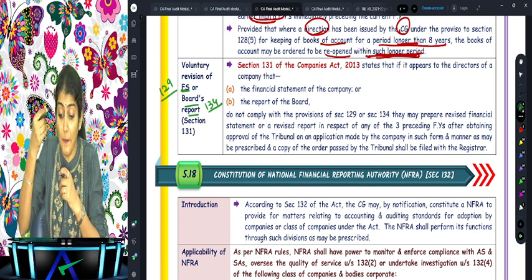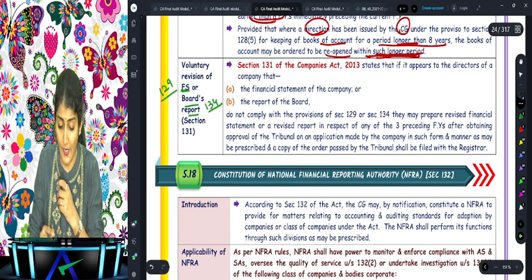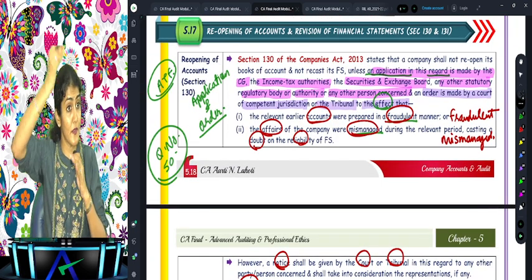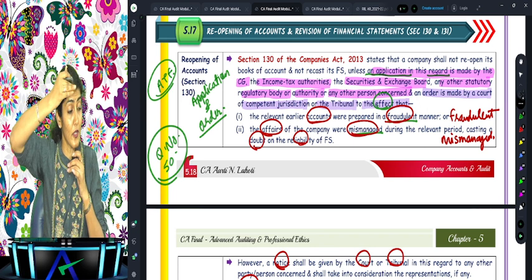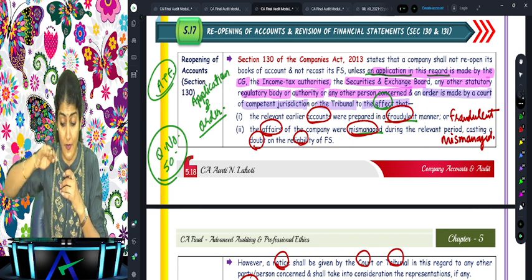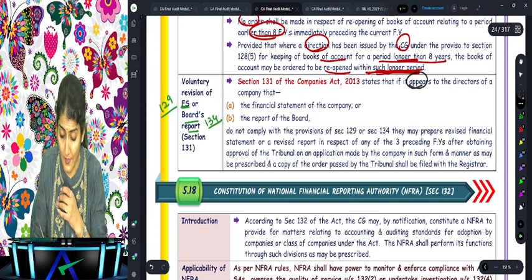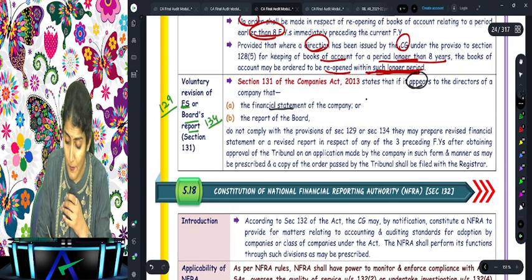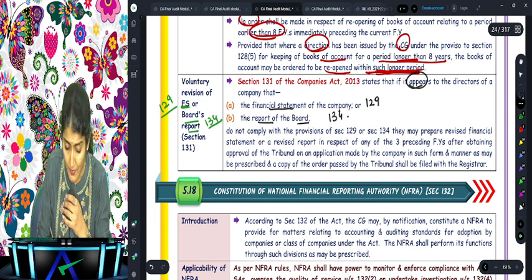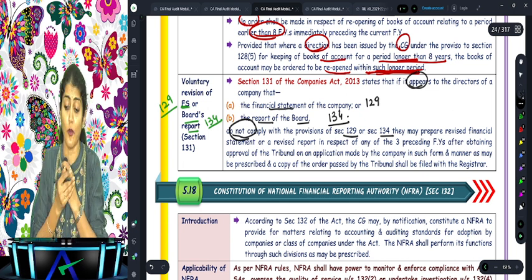That if it appears to the directors, now here what is the wording? Internally. Now there is no application and order. And for reopening, what was required? For reopening, what was required was application and order. Here, what does it say? Internally, it appears to the directors of the company that the financial statement of the company, section 129, or the report of the board, 134, does not comply with the provisions of 129 or 134.